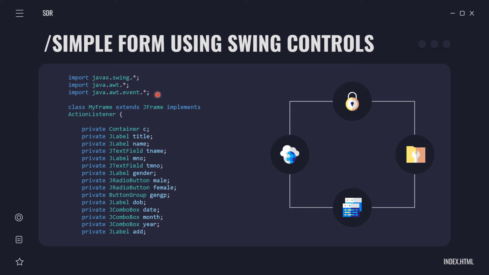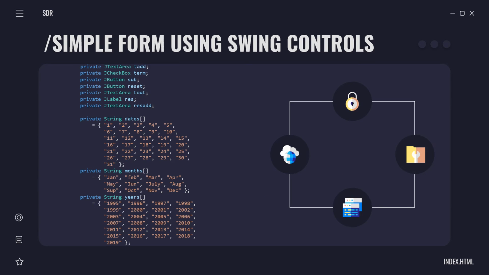So first we are creating a class called MyFrame, which extends JFrame, which is the frame control available in the Swing components, and it also implements ActionListener, which comes from the java.awt.event.* package. So now we are creating a set of components that we are going to implement in the form that we are creating. The components are listed here.